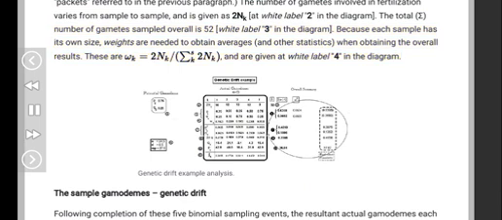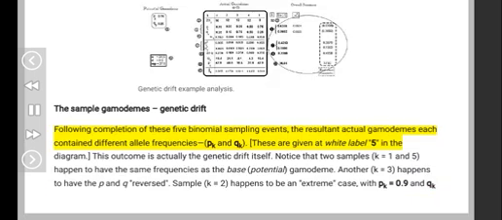Genetic drift example analysis. The sample gametomes. Following completion of these 5 binomial sampling events, the resultant actual gametomes each contain different allele frequencies, pK and qK. These are given at white label 5 in the diagram. This outcome is actually the genetic drift itself.